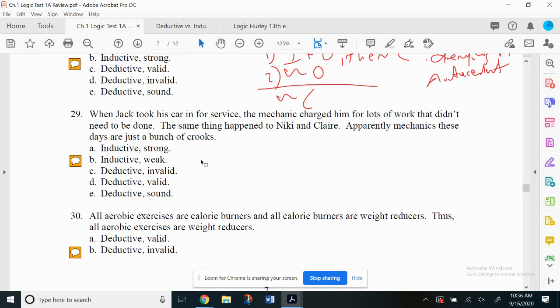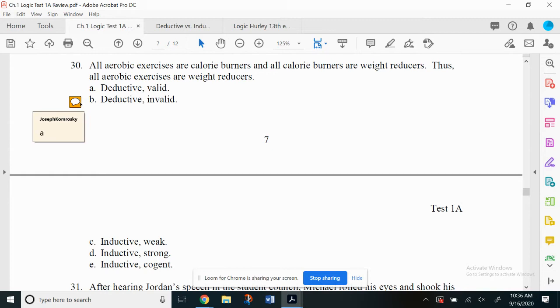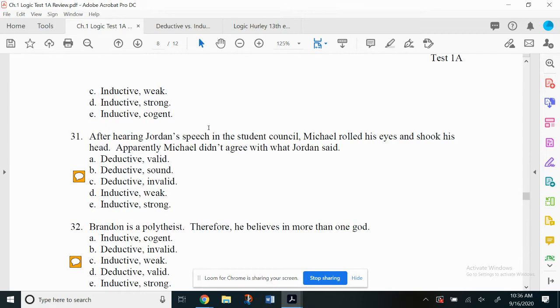30, I'm using all, none, some words. So I'm using all, so now I have to figure out, is this deductive or inductive? You can push pause. This turns out to be A, deductive, valid. Okay, 31, you can push pause, you can look at this. 31 is E, inductive, strong. Go back, look at that if you wanted to review it more. 32, you can push pause, think about this.